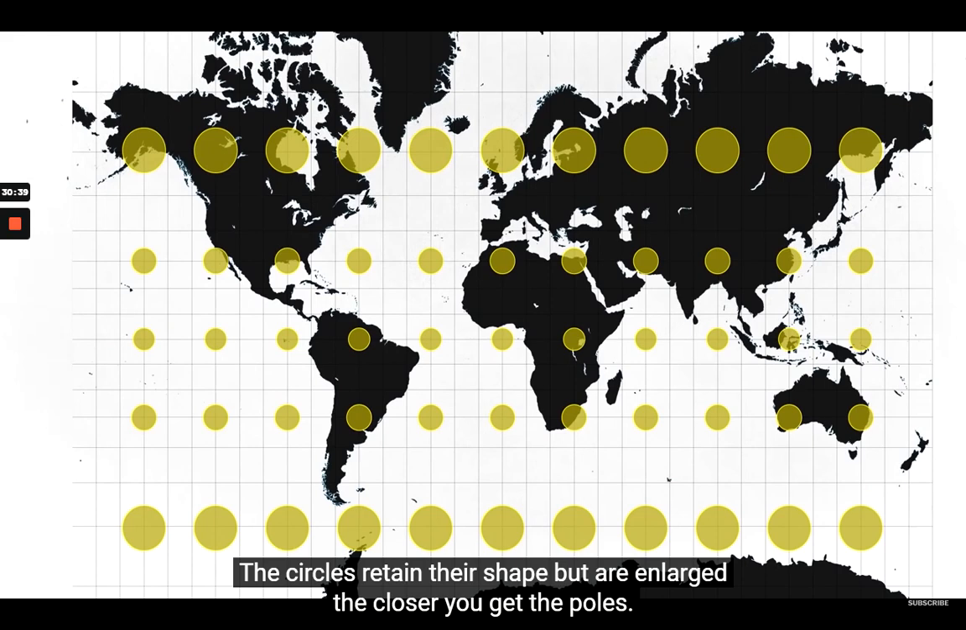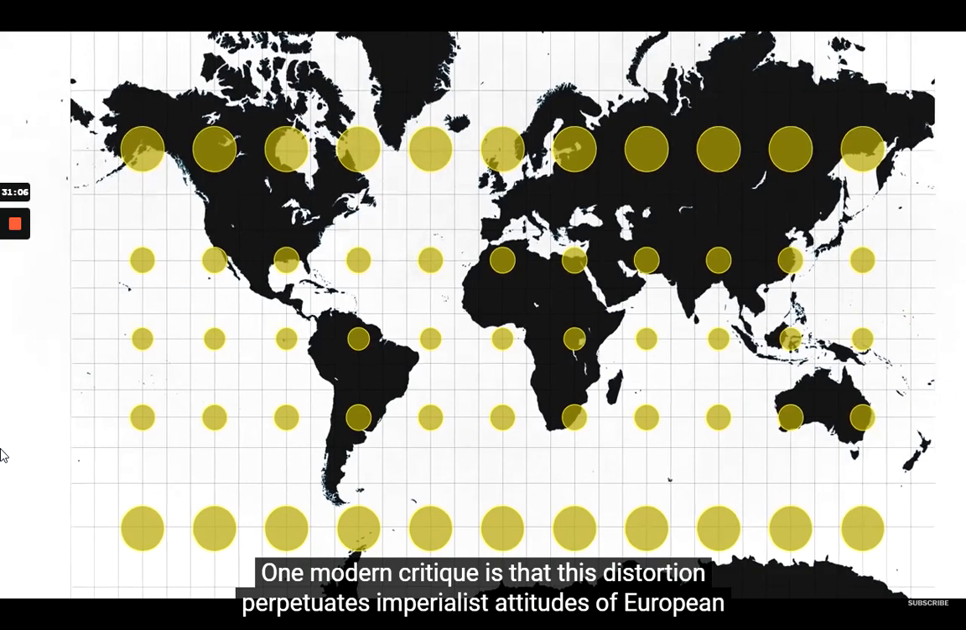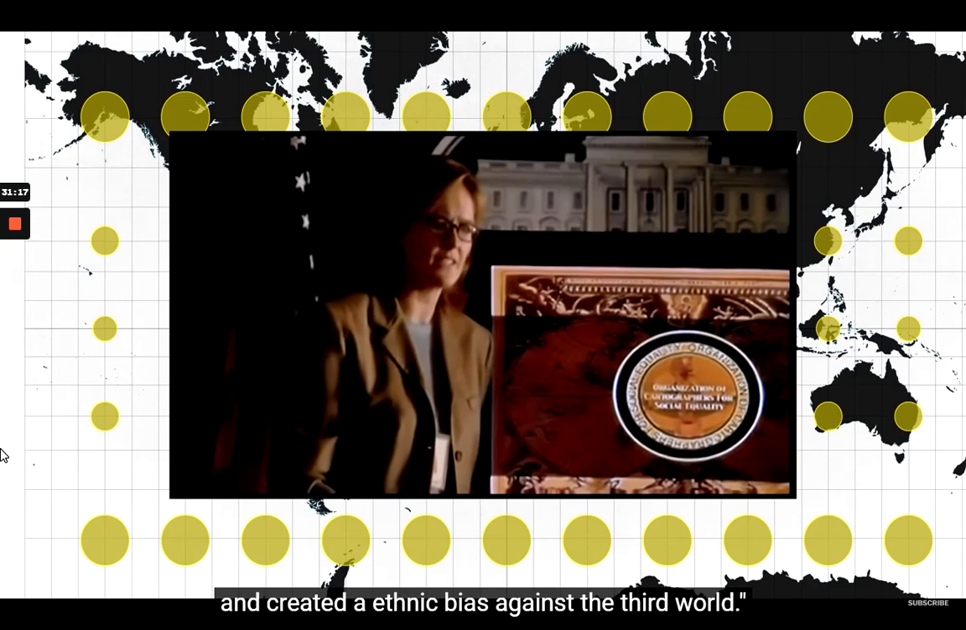So that's the Mercator projection. It's pretty okay near the equator, but once you get into higher latitudes, or very far south latitudes near the South Pole, then it gets distorted. That's the problem with the Mercator projection. One modern critique of this is that the distortion perpetuates imperialist attitude of European domination over the southern hemisphere. The Mercator projection has fostered European imperialist attitudes for centuries and created an ethnic bias against the Third World.